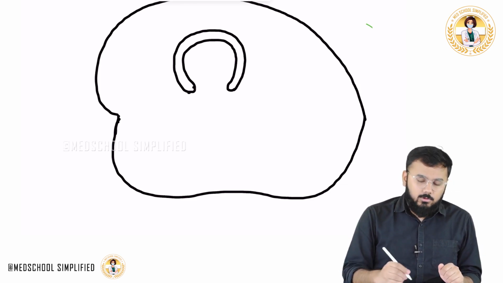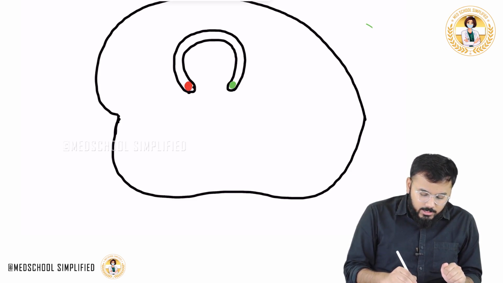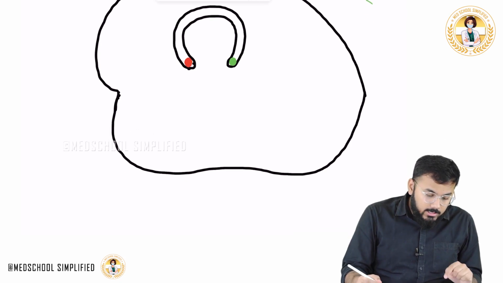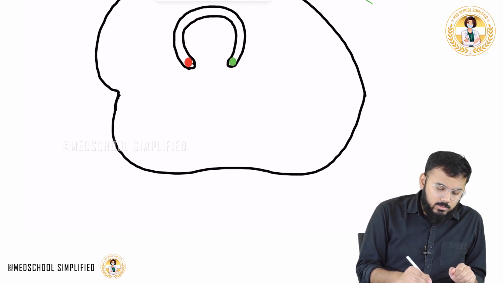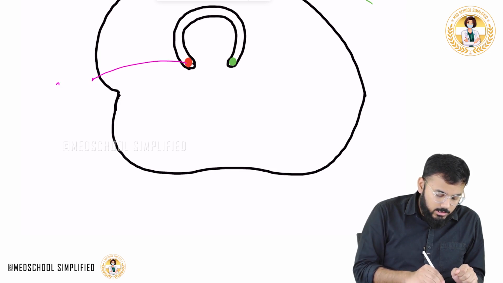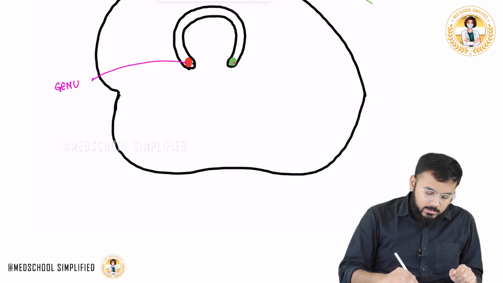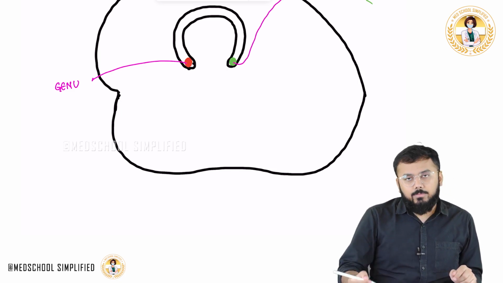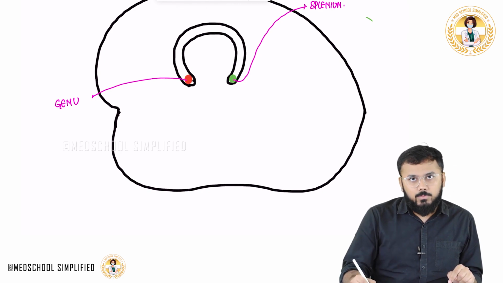Now in this corpus callosum, you have a few important structures. You see a red color structure here and a green color structure, right? This red color structure over here is called the genu of corpus callosum. And next, this green one is called the splenium of corpus callosum.